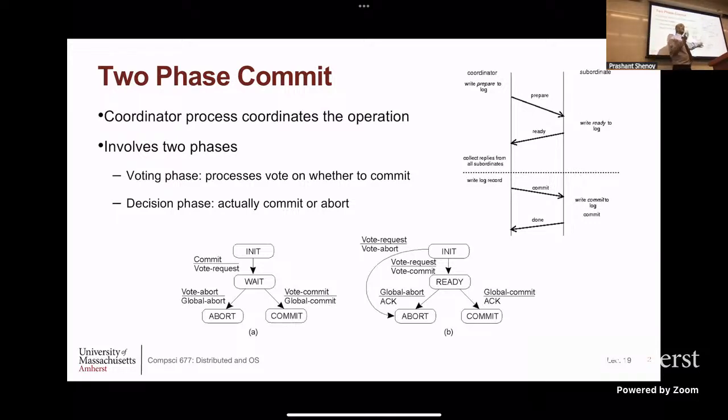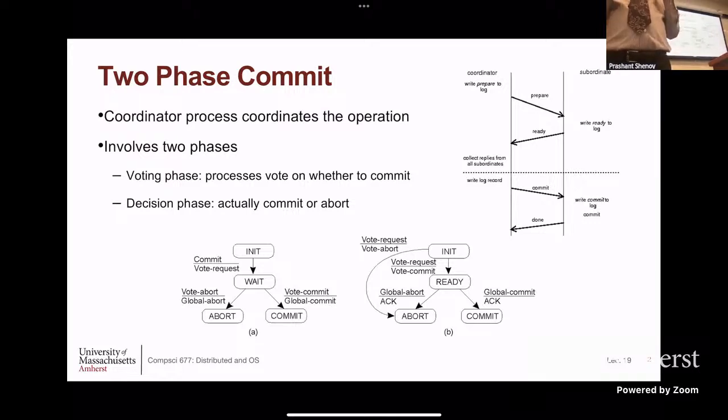Otherwise, it sends a commit vote to the coordinator and it goes into this ready state where it's waiting to hear back, because the coordinator now has to collect all the votes. If the coordinator sends a global abort, then you make a transition to abort. You abort locally. If you get a global commit, then you commit the operation locally. So, a fairly straightforward approach.